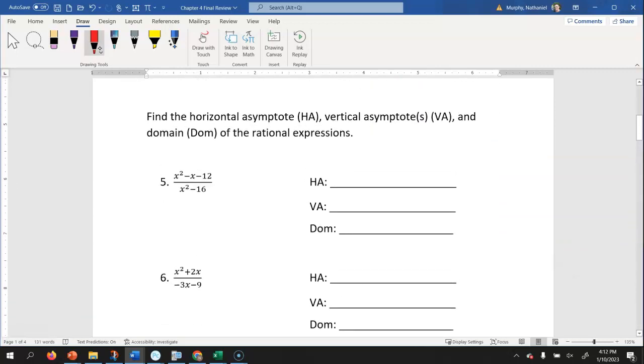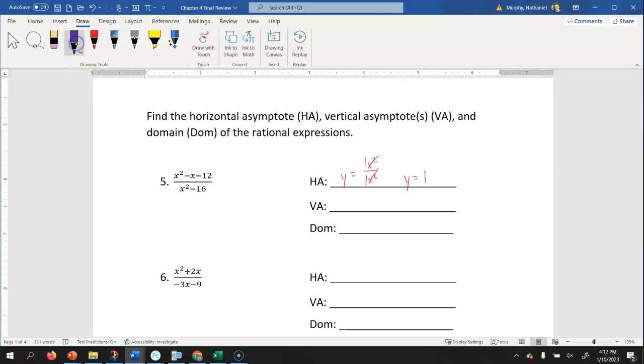All right, so for these, we need to find the horizontal asymptote, the vertical asymptote, and the domain of each expression. So for some of these, we're going to want to have it in factored form, but for the horizontal asymptote, remember, we compare the leading terms in the numerator and the denominator. So it would be x squared over x squared. Now, those x squareds are the same and would cancel out, that means that our coefficients there are just 1s. Our horizontal asymptote would be at y equals 1.